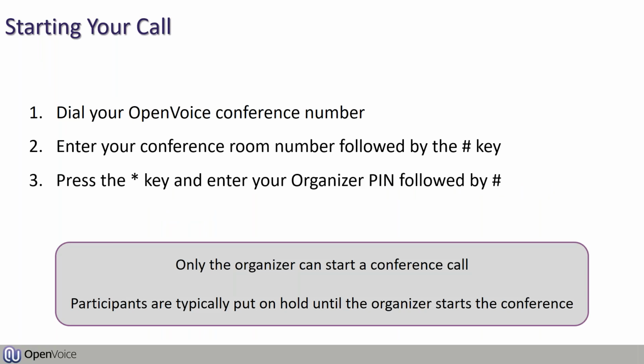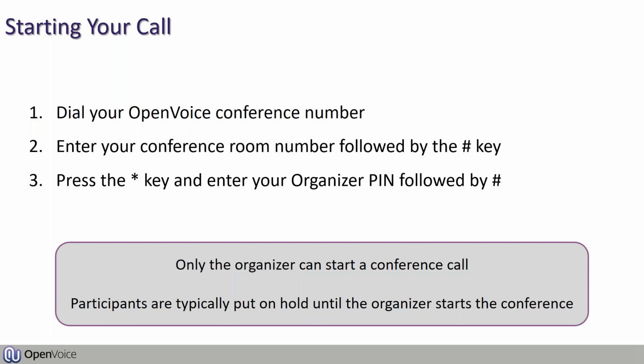Now, if you're the host or the organizer of the call, you're then going to hit star to identify yourself. Then you're going to dial the organizer PIN number followed by the pound sign again. And again, the organizer PIN is what identifies you as the host or the leader of the conference call, so you don't want to share that with others. There are going to be prompts on the phone bridge walking you through these steps.